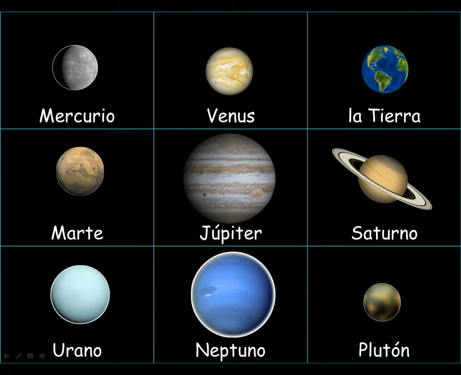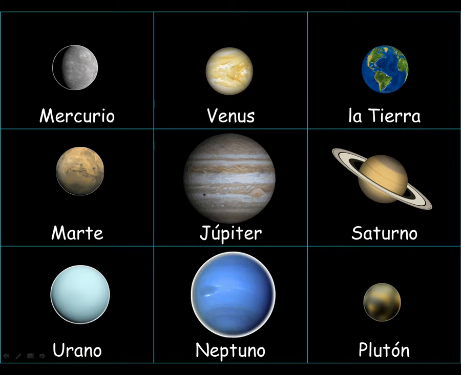Escuchad y repetid. Mercurio, Venus, la Tierra, Marte, Júpiter, Saturno, Urano, Neptuno, Plutón.